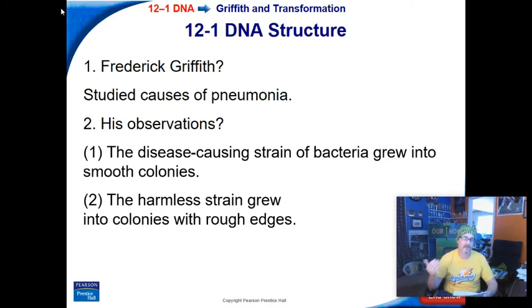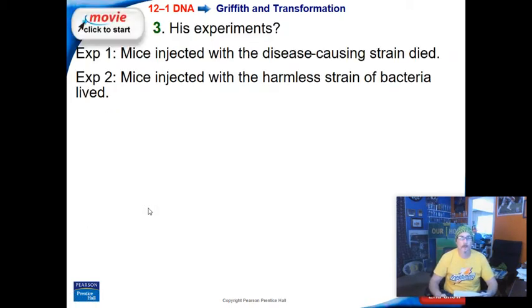The harmless strain of bacteria grew into colonies with rough edges. So it looked like they have kind of a rough texture. Again, these disease-causing bacteria cause pneumonia and death in mice. These harmless bacteria do not cause pneumonia and, of course, do not cause death in mice. Moving ahead. So we did 4 experiments.